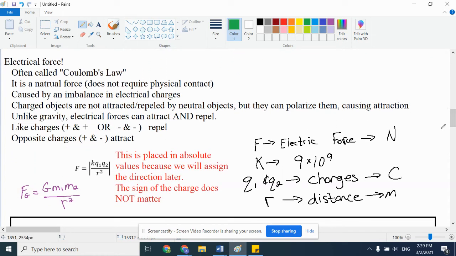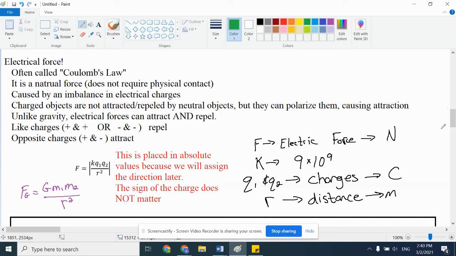Moving further, the electrical force is often called Coulomb's law because the guy who figured it out was named Coulomb. It is a natural force, just like gravity, therefore it does not require physical contact. Friction requires physical contact. Tension requires physical contact.